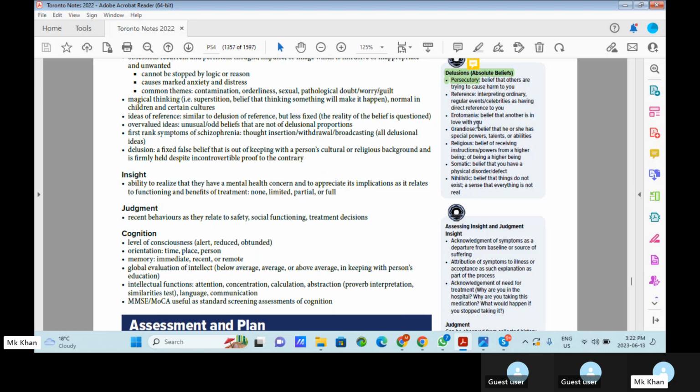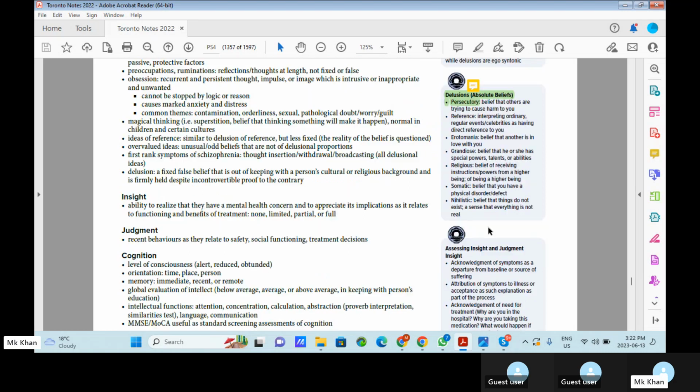Erotomania, the belief that another person is in love with you. Grandiose, so they have special powers. Religious beliefs, so these are all the different kinds of delusions. Somatic, the belief that they have a physical disorder or defect. And nihilistic is the belief that things do not exist, a sense that everything is not real. So these are the different kinds of delusions.